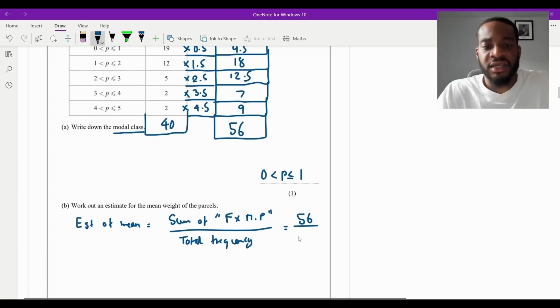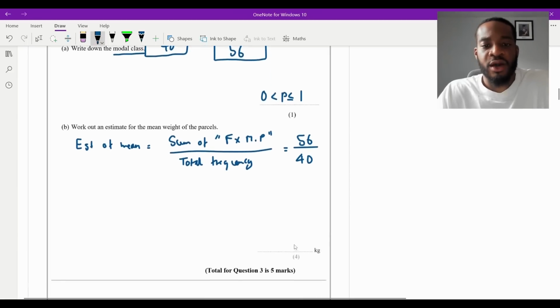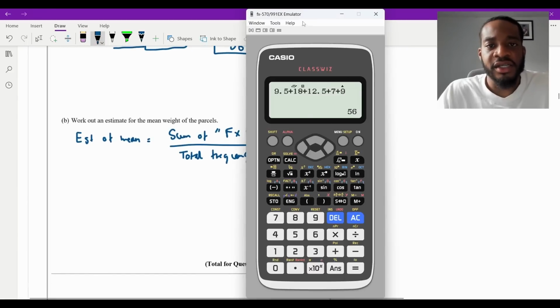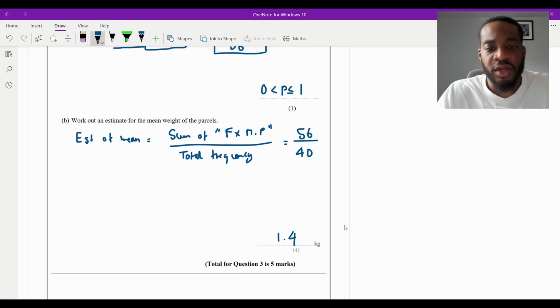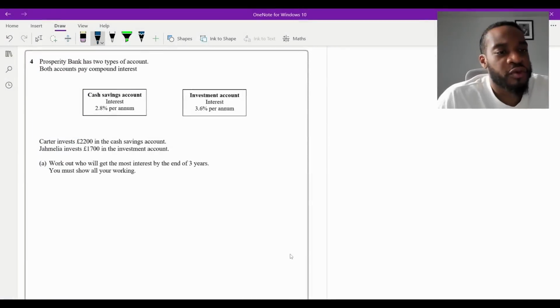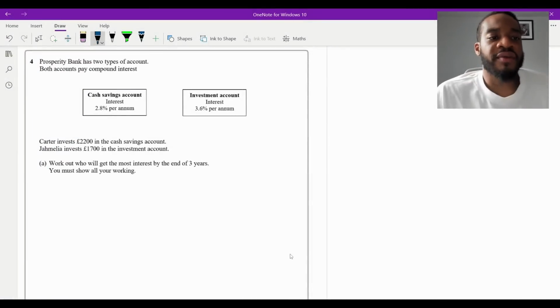So it's going to be 56 divided by 40. And then I'll just put this in the calculator, see what I get. So 56 divided by 40 is 7/5, which is 1.4. So the answer is 1.4 kilograms. And that's it. Okay, so question 4 says Prosperity Bank has two types of account.